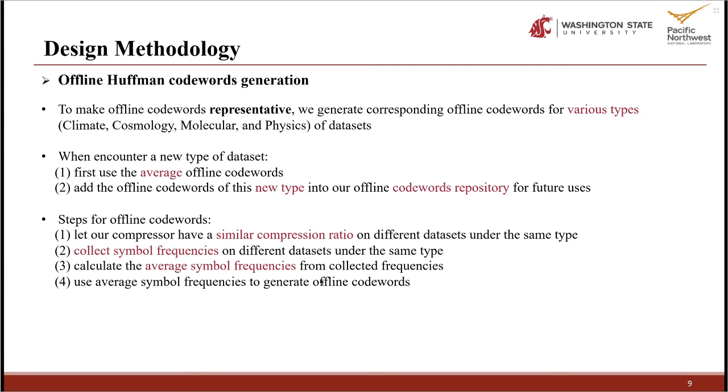Firstly, we set a suitable error bound to let our compressor have a similar compression ratio on different datasets under the same type. Second, we will collect the symbol frequency on different datasets under the same type. Third, we will calculate the average symbol frequency from the collected frequencies. The average symbol frequency is used to generate offline codewords. Finally, we store the offline codewords of this type into our offline codewords repository.